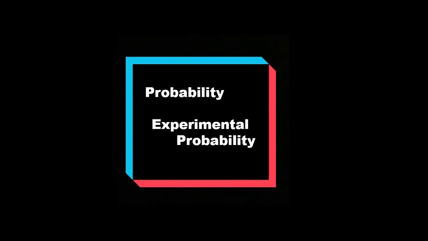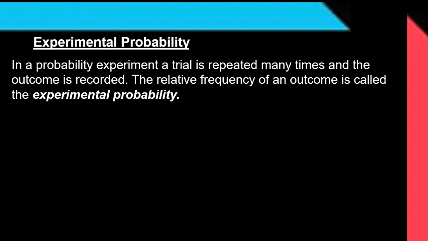So in this video, we're going to look at experimental probability. What is experimental probability and how is it different than what we've already looked at? Okay, so with experimental probability, it's in the name. It's when you perform a task or a trial and you record your outcome and you can make some probabilities based on your trial. Okay, so in a probability experiment, a trial is repeated many times and the outcome is recorded. The relative frequency of the outcome is called the experimental probability.